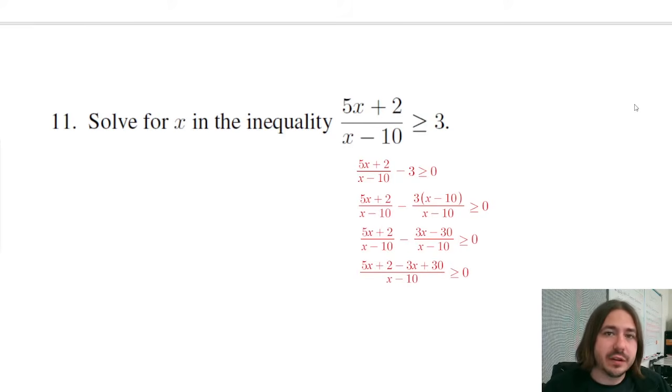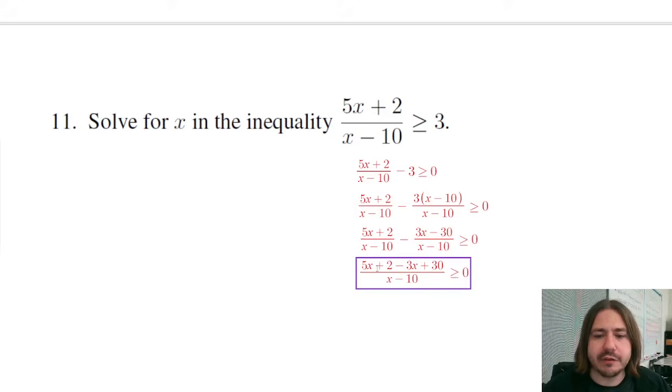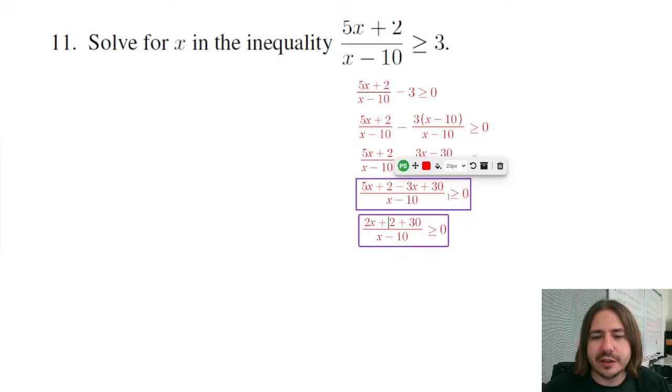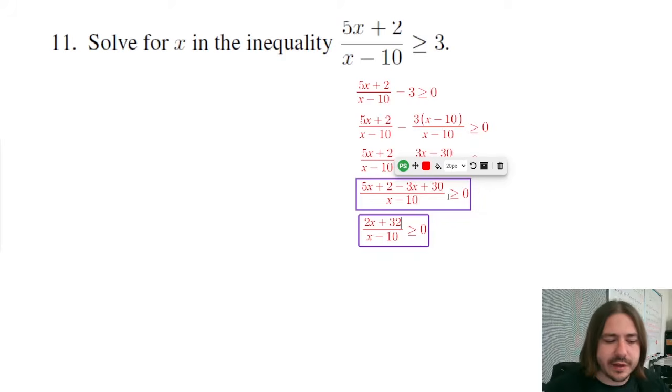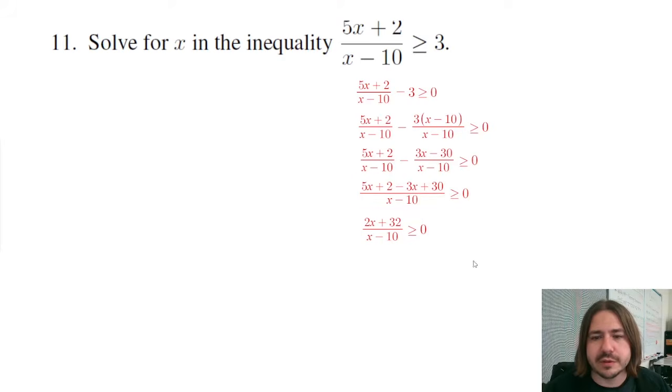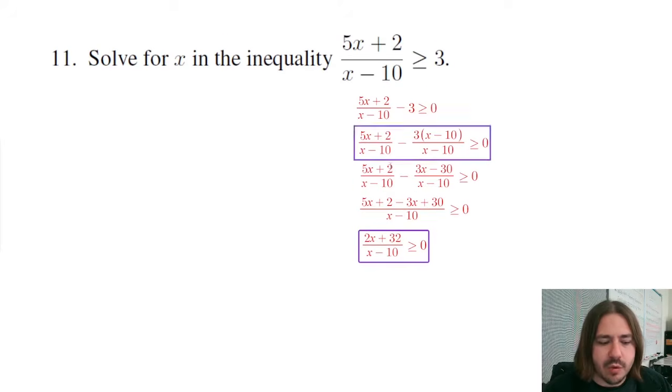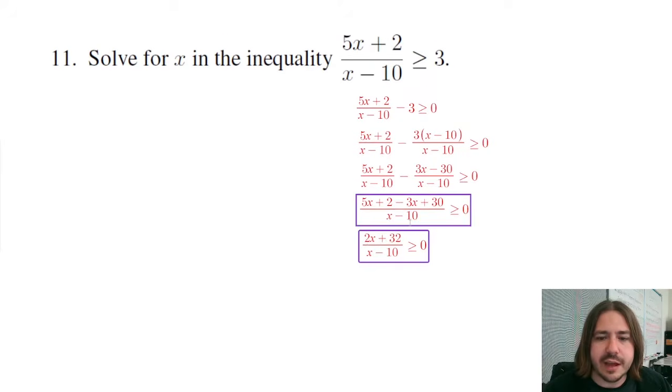From here, I want to combine my like terms. So I've got 5x minus 3x. That's going to give me 2x. And then 2 plus 30 will be 32. So we've got (2x plus 32) over (x minus 10) is greater than or equal to 0. Now to solve this inequality and any rational inequality, what you need to do is find out where on the number line this function is either above or below the x-axis.